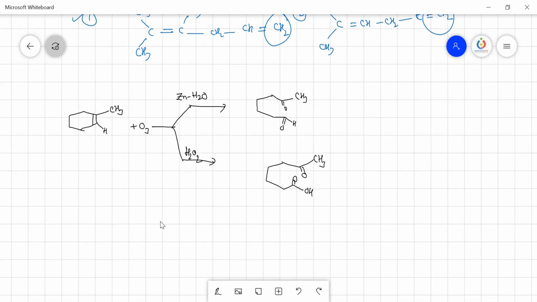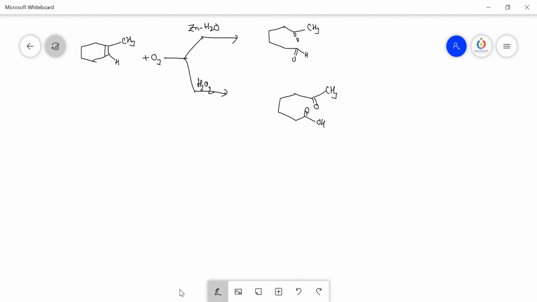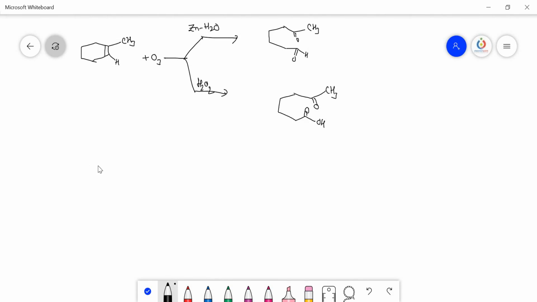So the number of carbon atoms will not get changed. You must be careful while writing the molecule. So I'll give one more molecule.